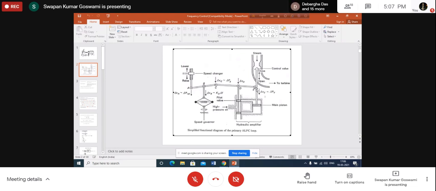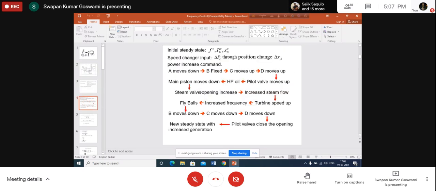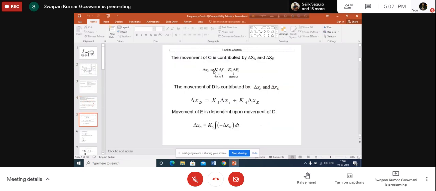Delta F is in hertz, so obviously it is displacement to frequency. Therefore, the unit of K1 will be displacement by hertz, and multiplied by hertz it gives the displacement. Is it clear why we are writing delta xc equal to K1 delta F minus K2 delta PC? Is it clear? Yes, sir. Yes. Okay.